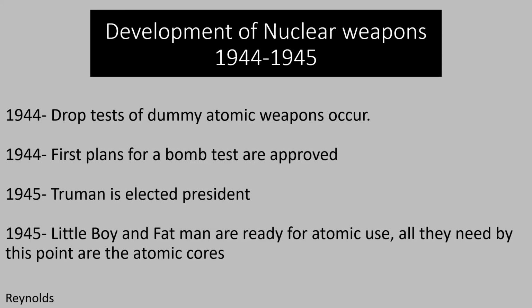1944 to 1945. Drop tests of dummy atomic weapons first occur. The first plans for a bomb test are approved. President Truman is elected in 1945, and the Little Boy and Fat Man are ready for atomic use. All they need by this point are the atomic cores.